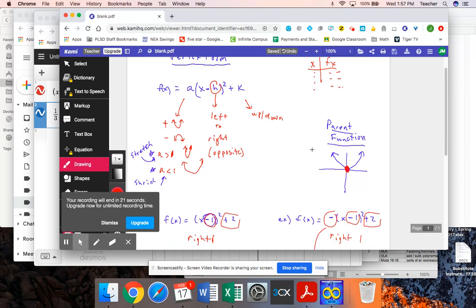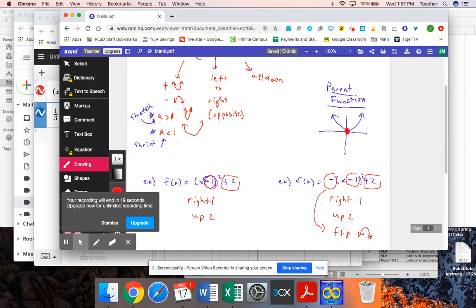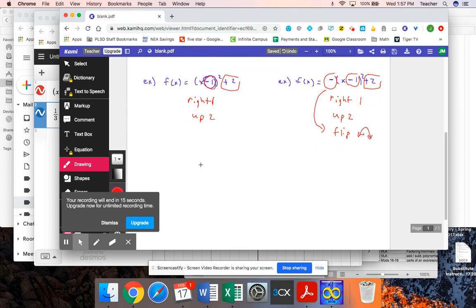But just as a quick little sketch, knowing the parent function and knowing how these things move allows us to make it neater. We call all of those things transformations. So moving it around means to transform it. Transformations using the vertex form.